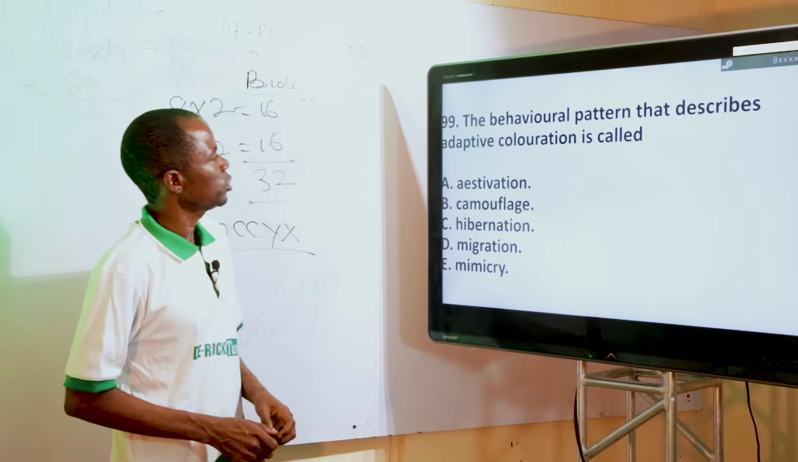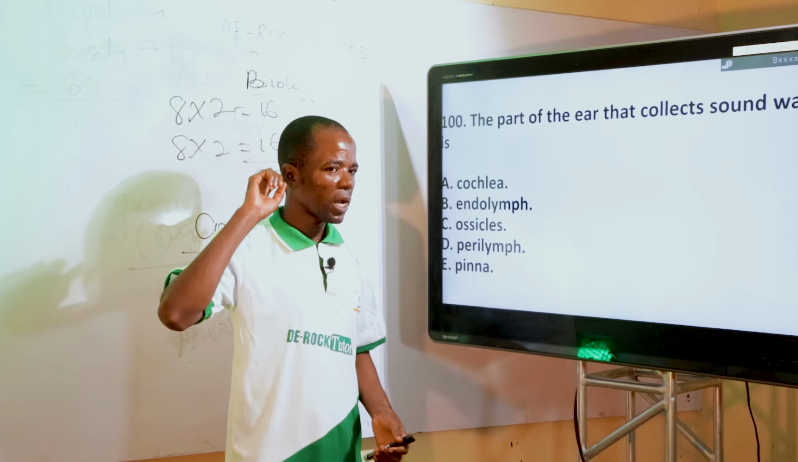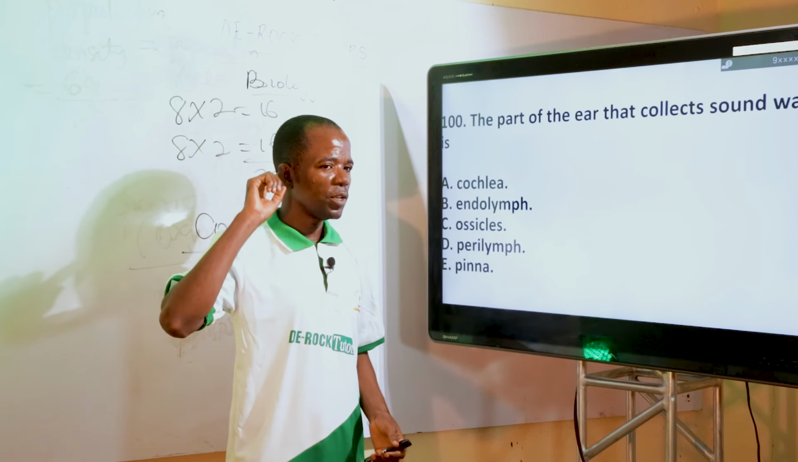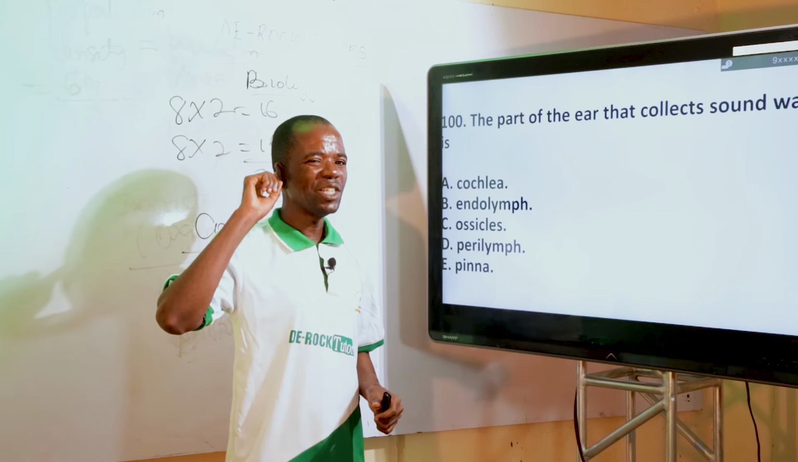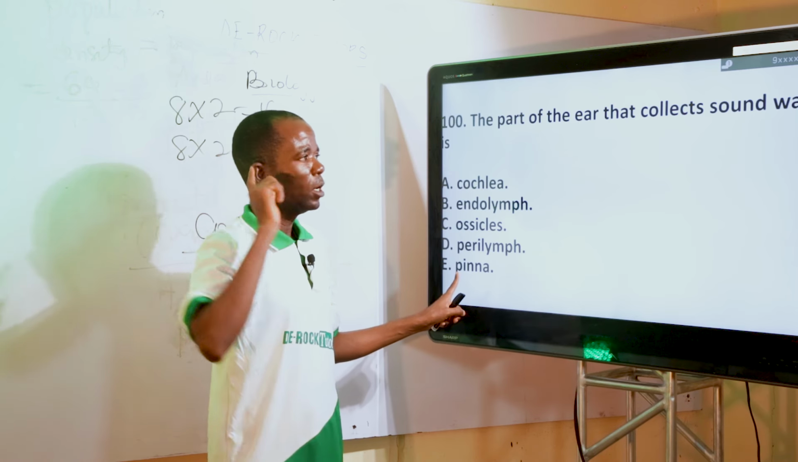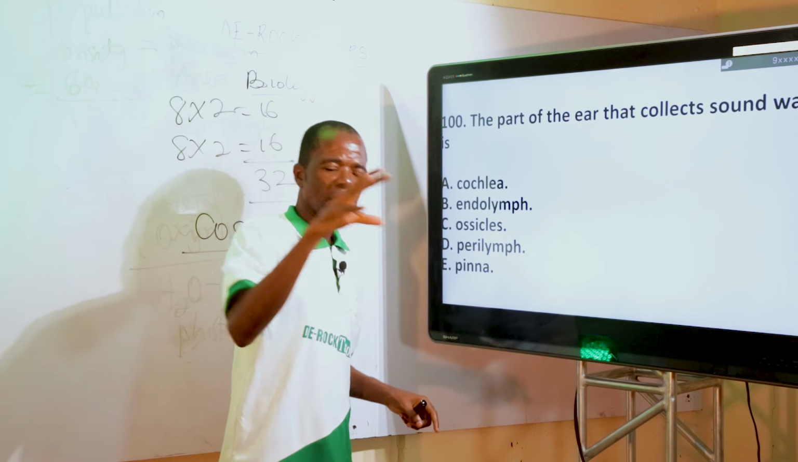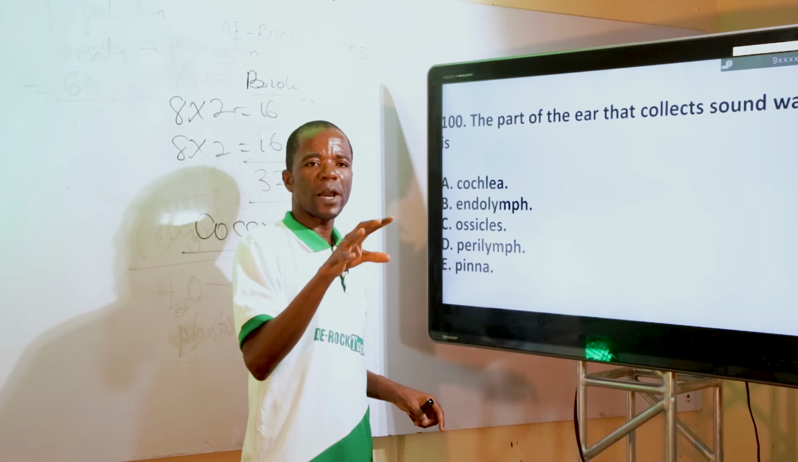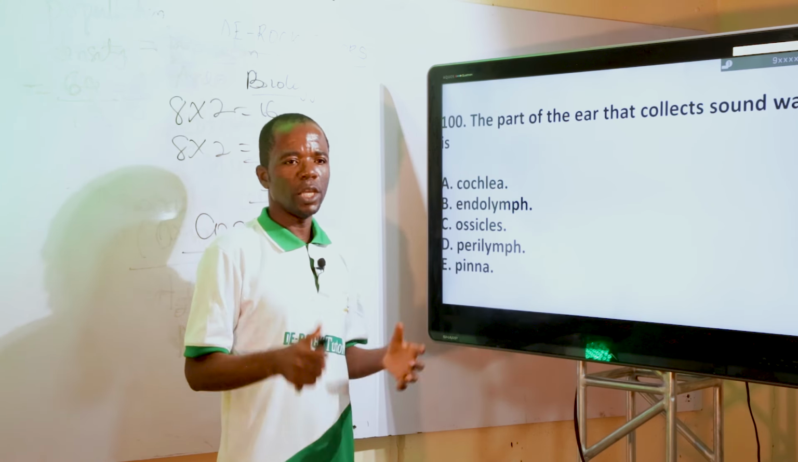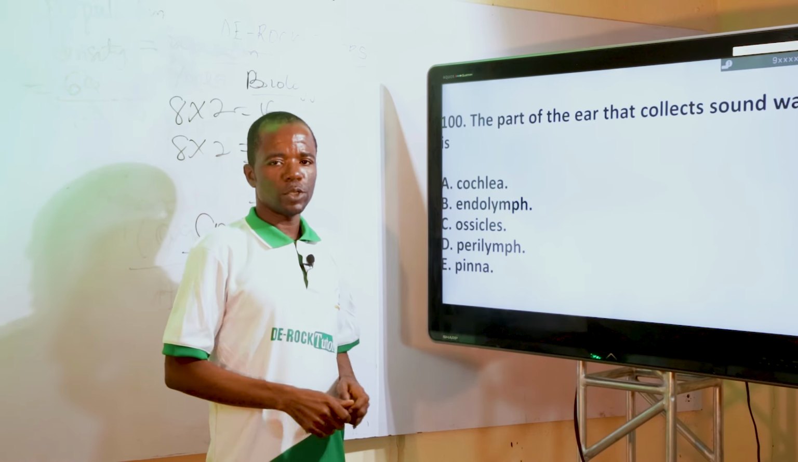Let's go to the last question. The part of the ear that collects sound wave is that. The part of our ear that collects sound wave is this, and we refer to it as the ear pinna. So the correct answer is option E. The function of the ear pinna is that it collects sound waves and directs them towards the tympanic membrane, which is also called the eardrum. So the correct answer for number 100 is option A.